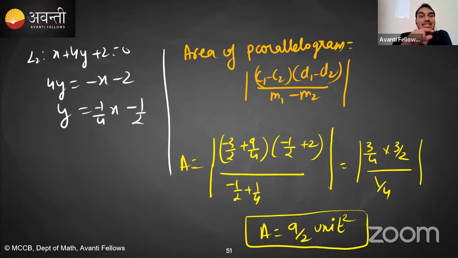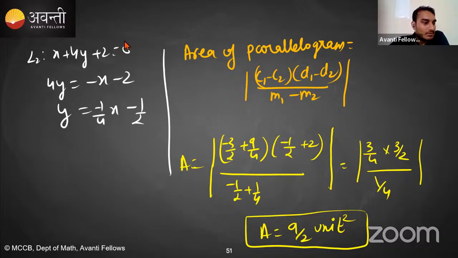Area of parallelogram is clear. Distance between two parallel lines is modulus of c1 minus c2 upon under root a square plus b square. Distance of a point P(x1, y1) from a line ax plus by plus c equal to 0 is modulus of ax1 plus by1 plus c upon under root a square plus b square. Okay. So I hope this is clear to you.